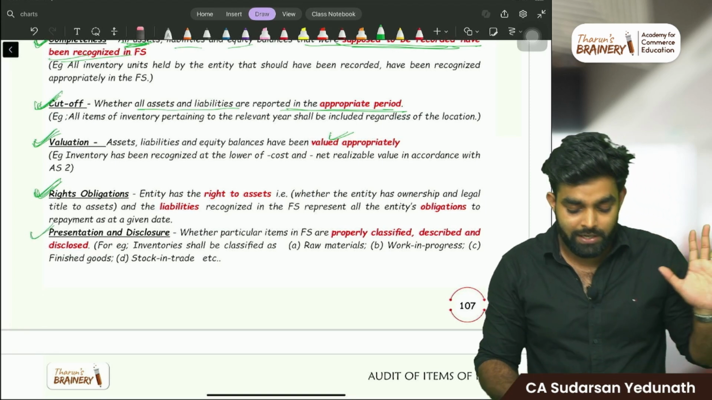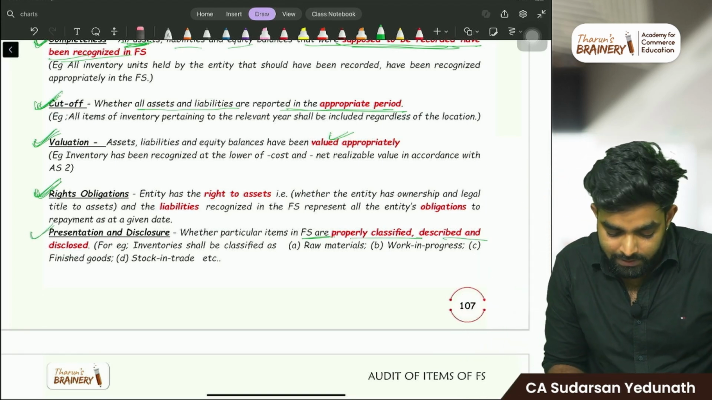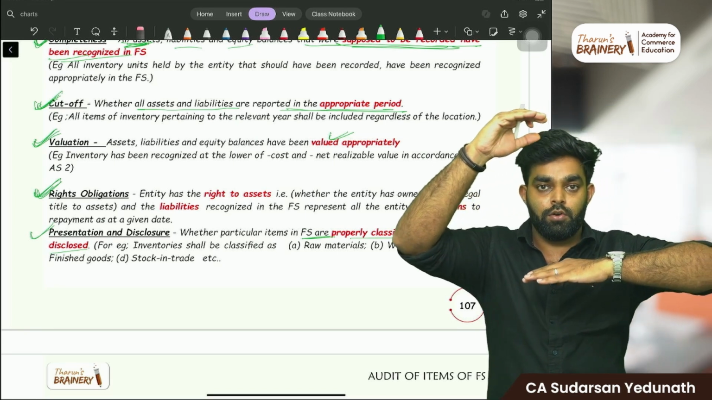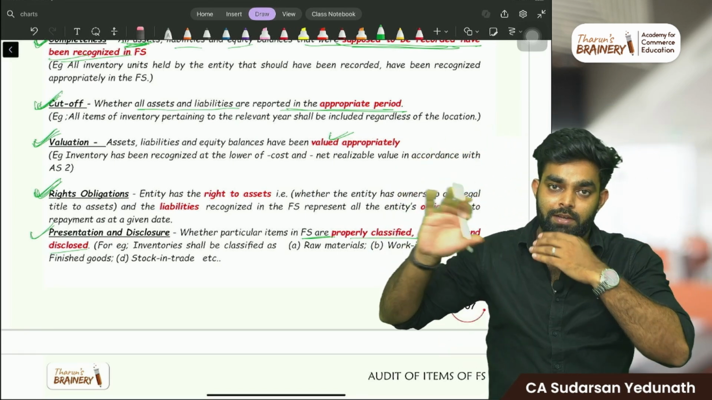Then presentation and disclosure: whether particular items of financial statements are properly classified, described and disclosed, whether all the disclosures required for the land and building have been properly disclosed, and all the presentation, everything is proper.